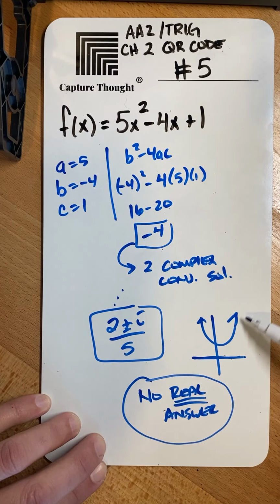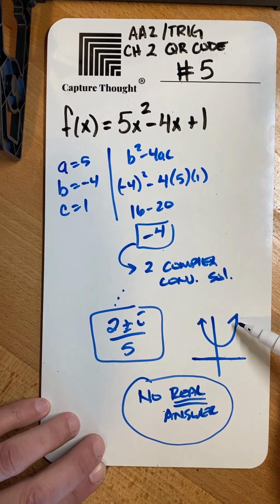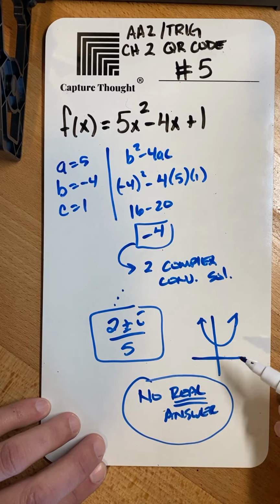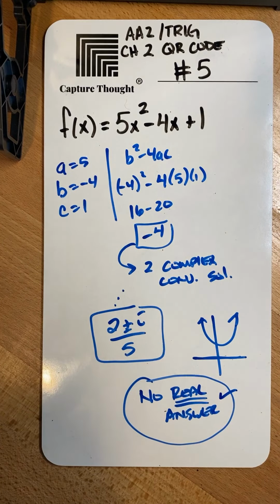So therefore, we can connect that to the graph and say, well, we know now that this graph will never hit the x-axis, so therefore there are no real zeros for this function.